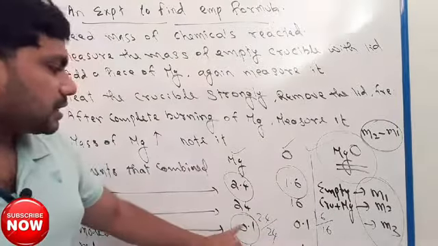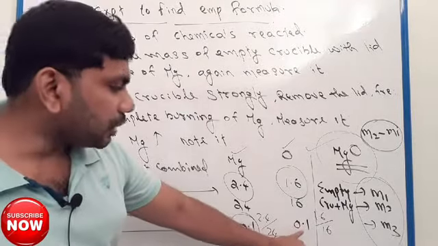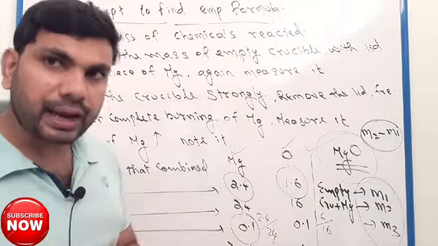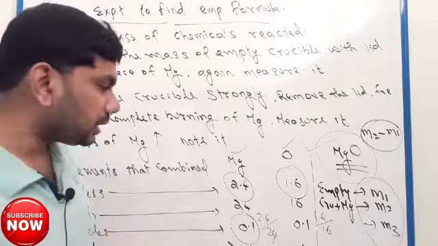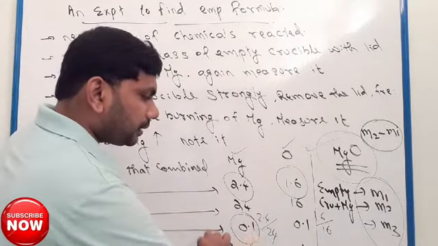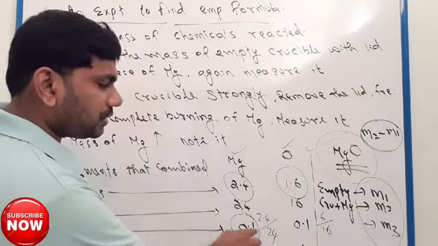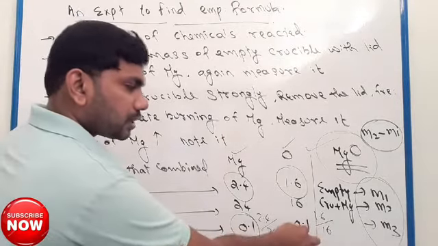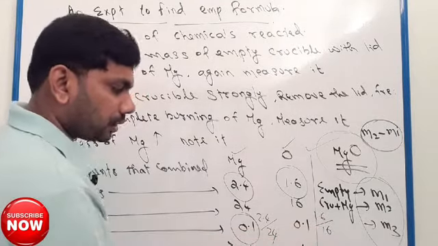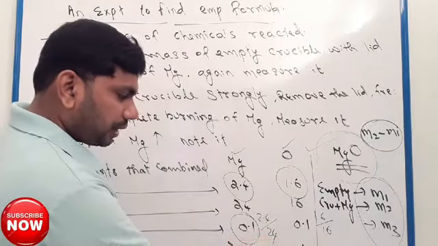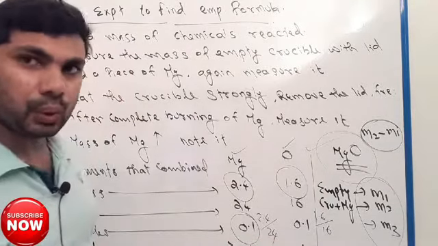Here we did 0.1. You need to remove the fraction. To remove the fraction, take one number and divide all. 0.1 divided by 0.1, here 0.1 divided by 0.1. So 1, Mg1O1, that is MgO.